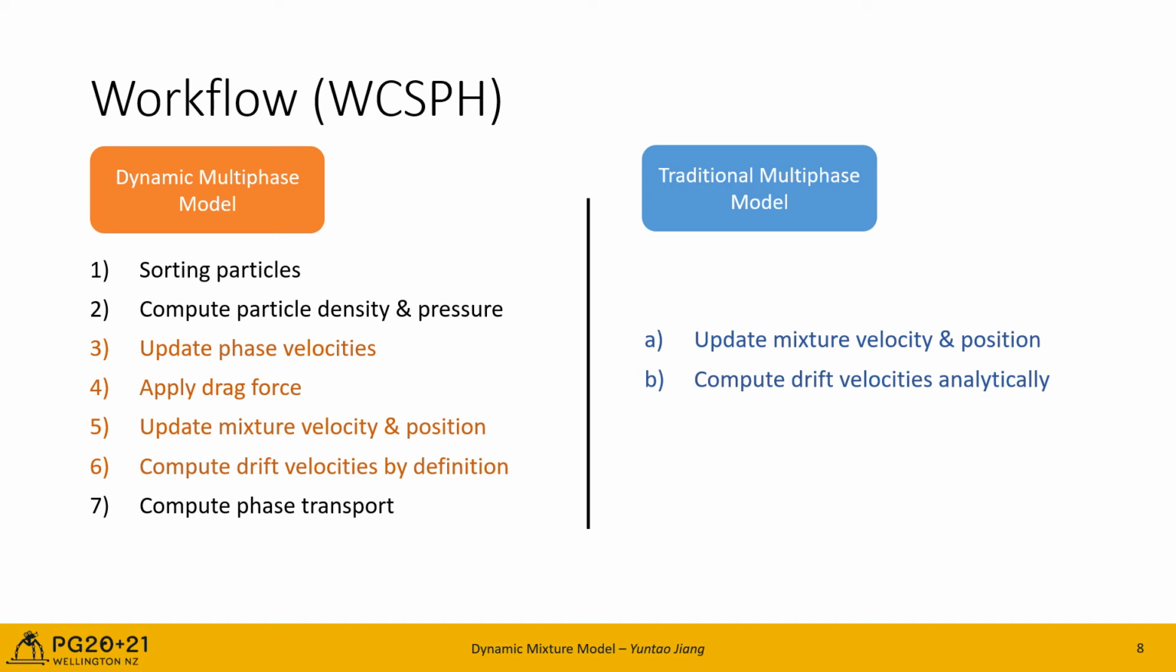transport. In the old method, we first update the mixture velocity and the position, then we compute drift velocities analytically. The phase velocities are not tracked, and the inertial effects are lost.